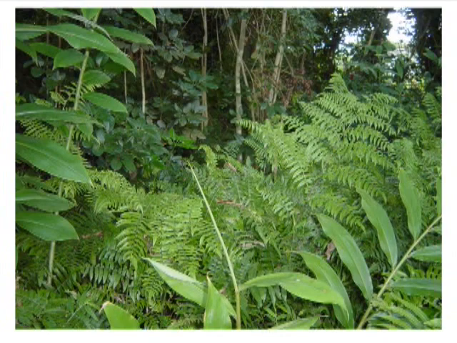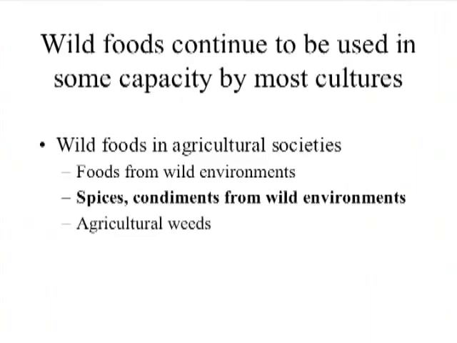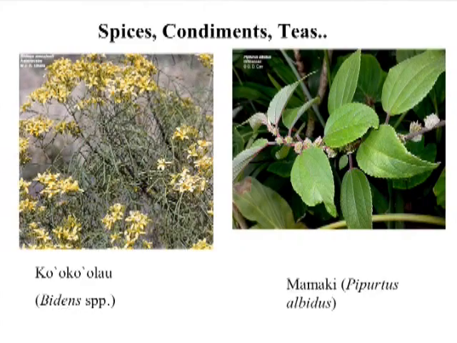So it's another example. Apart from products that we tend to think of as foods that are gathered from the wild, spices and condiments are also gathered from wild environments. Today, you can think of some examples here in Hawaii. These include, for instance, ko'oko'olau or mamaki. Both of them are native plants here in Hawaii that continue to be gathered in fair quantities in the wild and are used in teas, and you'll find them in stores here today as well.